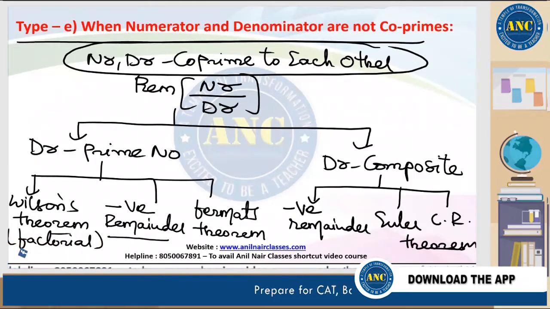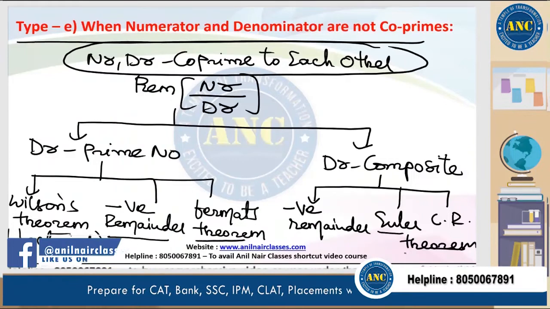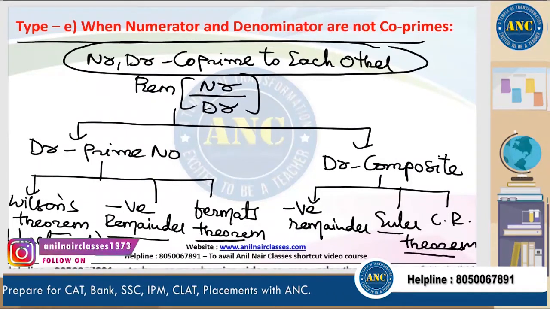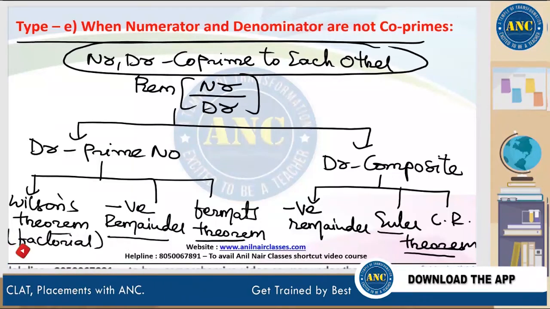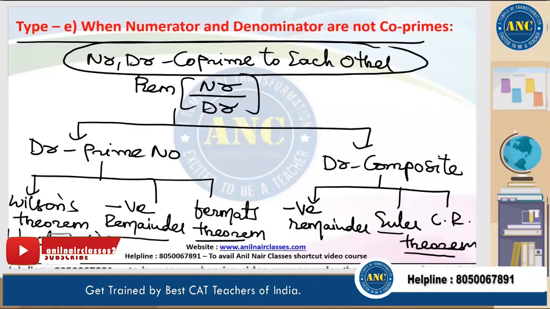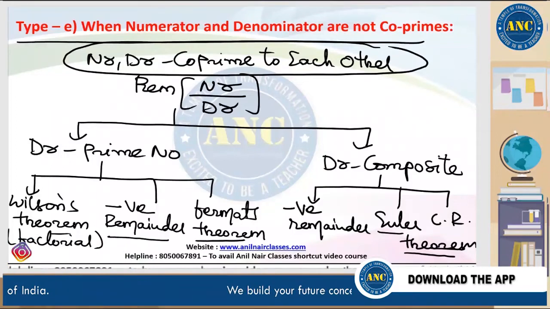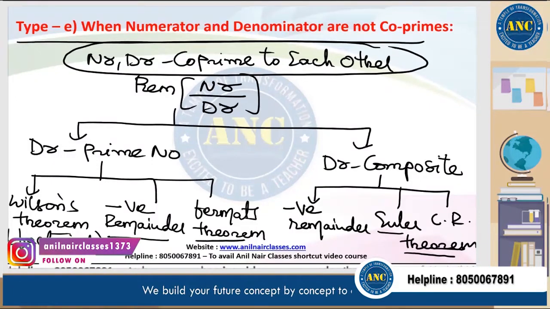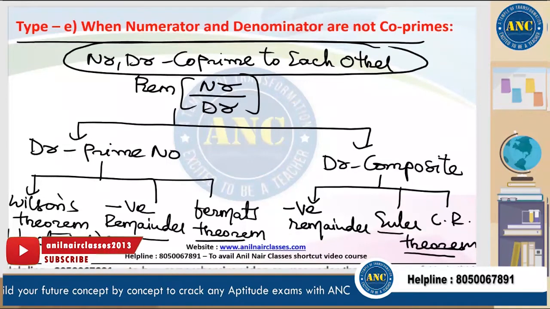Negative remainder we discussed, Euler theorem we discussed, Fermat's theorem we discussed, Chinese remainder theorem we discussed. Total 4 types we discussed from morning. One is negative remainder, one is Euler theorem, one is Fermat theorem, and one is Chinese remainder theorem. Wilson's theorem, I already explained in the prime number concept. This is how you should solve based upon the approaches.